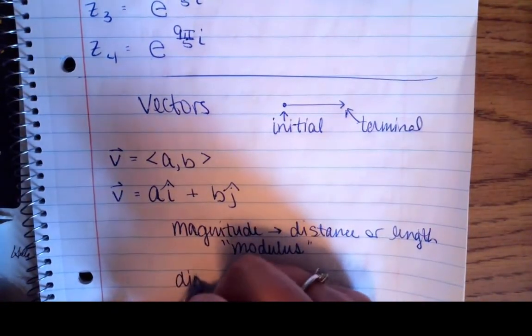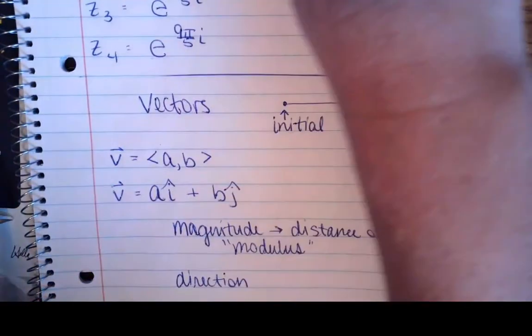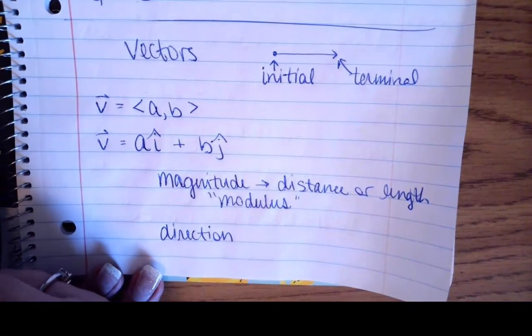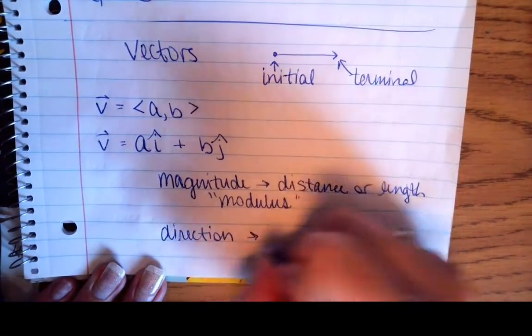So we have direction, and if you've seen the movie Despicable Me, then you'll know that there's that little guy who wants to be a superhero called Vector, because he has magnitude and direction.